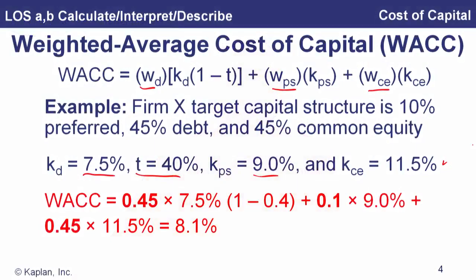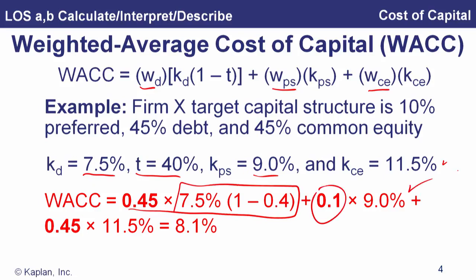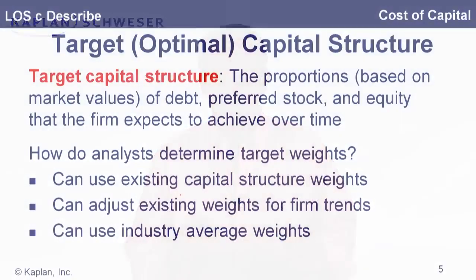And so our WACC, or weighted average cost of capital, is simply the weight times the after-tax cost of debt, plus the weight in preferred stock times the cost of preferred, plus the weight in common equity times the required return on that common equity. So for firm X here, we get a weighted average cost of capital of 8.1%. And in a lot of applications, that's what we'll use as our discount rate in calculating the net present value.